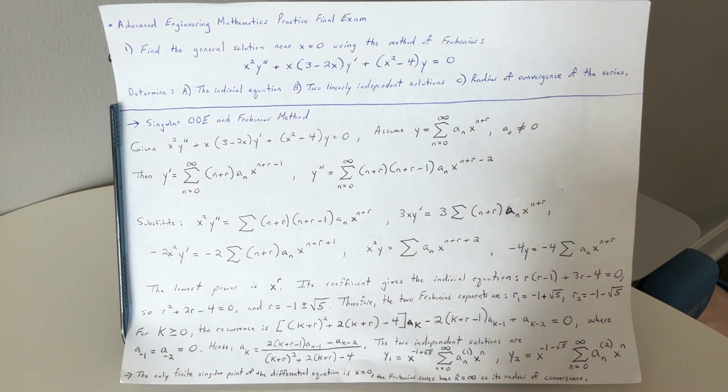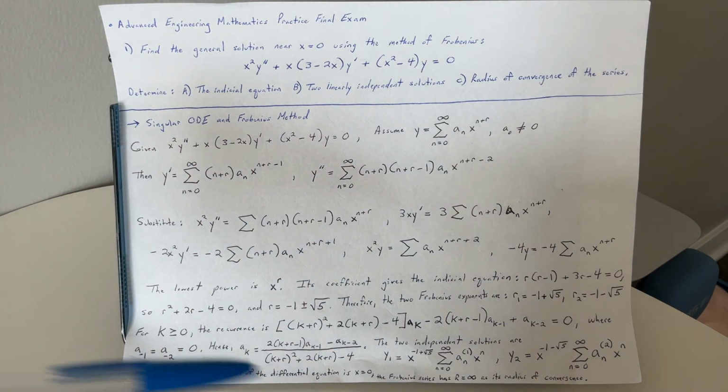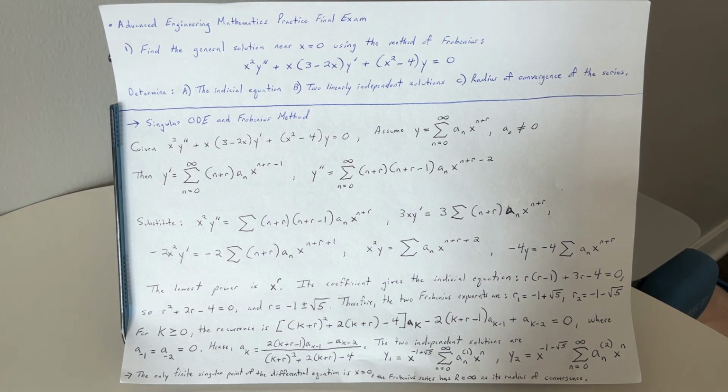So from there, this is going to yield two independent solutions, which are going to be y sub 1 equals x to the negative 1 plus square root of 5 times the sum n equals 0 to infinity, a sub n superscript 1, x to the n, and y sub 2 equals x to the negative 1 minus square root of 5, sum n equals 0 to infinity, a sub n superscript 2, x to the n. And these are read differently; I'm just reading as is for the sake of brevity.